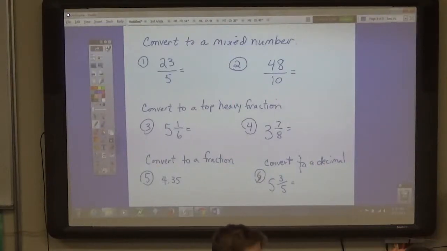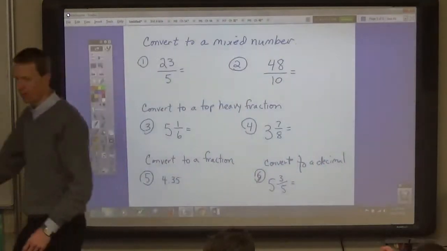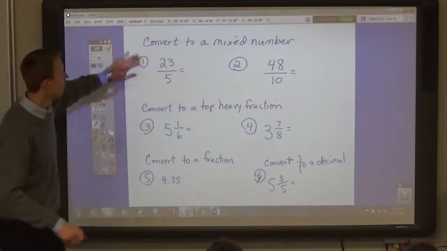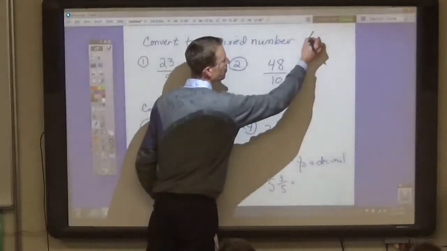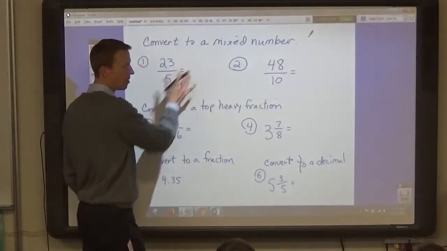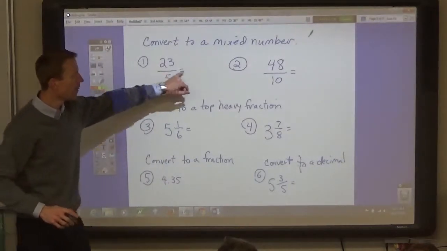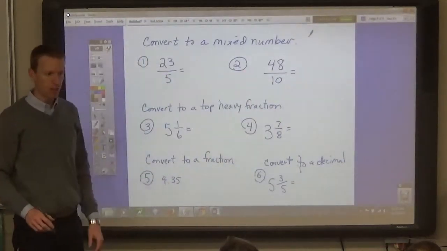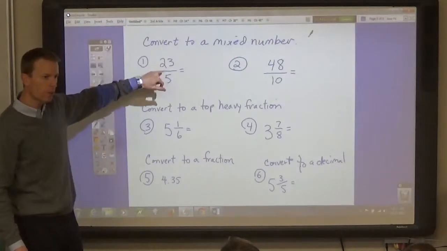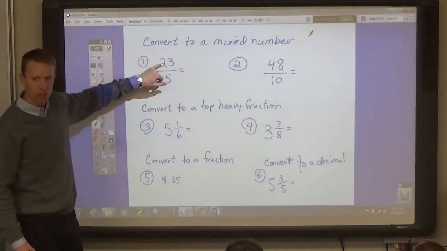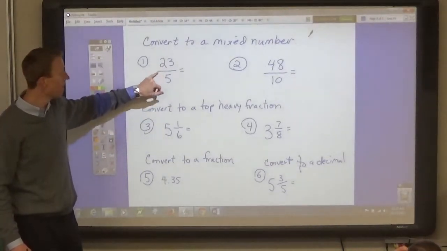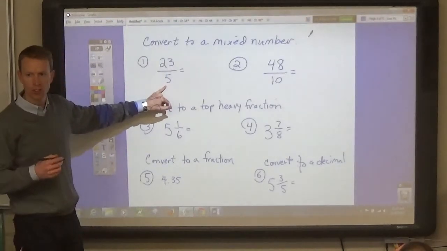Okay, sixth graders, let's review what we've covered so far with converting decimals and fractions and changing the form that they're in, okay? So this is from lesson 4.3, converting top-heavy fractions to mixed numbers. And when you read this, 23 over 5, you can also read it as 23 divided by 5. And that's how you'll know what to do.